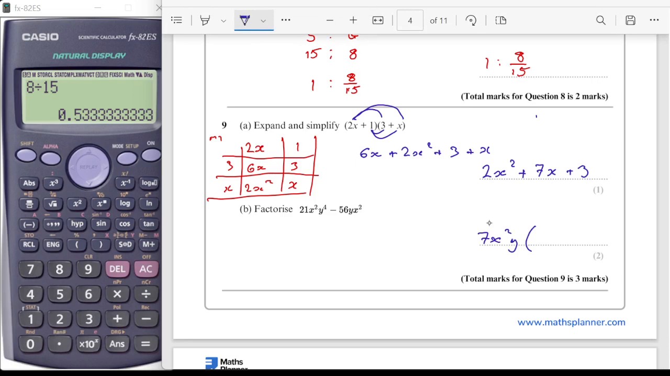And then what do I need to times my highest common factor by to get each of the parts? So 7 would need to be times by 3. x squared needs to be times by 1 to get x squared. And then y would need to be times by y cubed to get y to the power 4. I've got a negative in the middle, and then 7 would need to be times by 8. y would need to be times by 1, and x squared would need to be times by 1. So that is my fully factorized version.